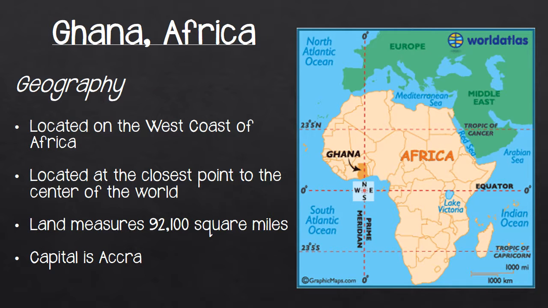For the purpose of this study, we will look at the country of Ghana. Ghana is located on the west coast of Africa and is known as the closest point to the center of the world, where the prime meridian meets the equator. The land measures 92,100 square miles, and Accra, the capital of Ghana, is the largest city. The highest altitude of Ghana does not reach more than 3,000 feet, and the land across the country rises gradually as you travel north.